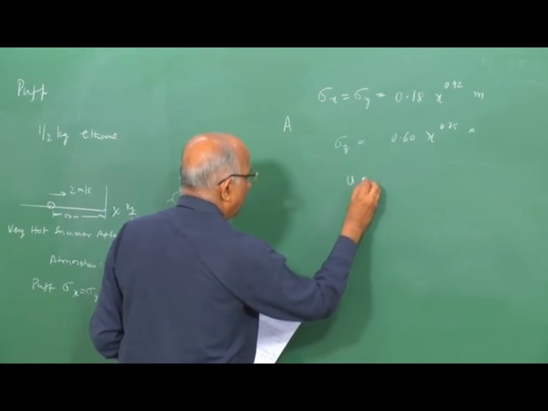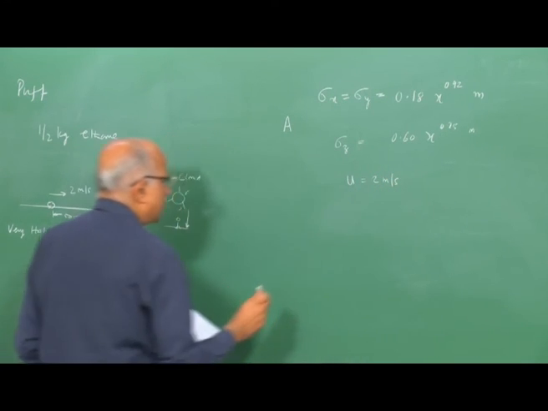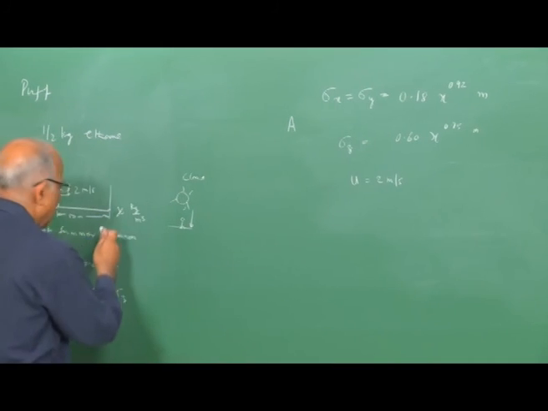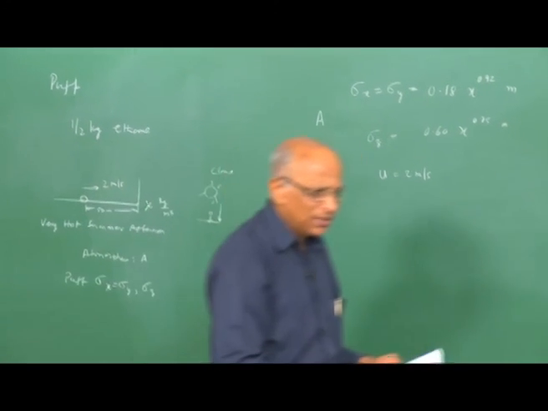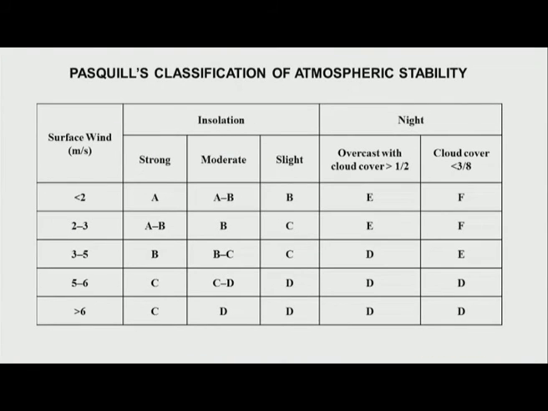Therefore, now I substitute the value. Well, the wind speed is equal to 2 meters per second, and if you go back and see 2 meters per second on a sunny afternoon, let's get back to the slide and see what is the condition we have. Well, surface wind is less than 2 meters per second. You have strong insolation, that is the condition is A only, and we said there is no cloud. Therefore, for A, these are the particular values.